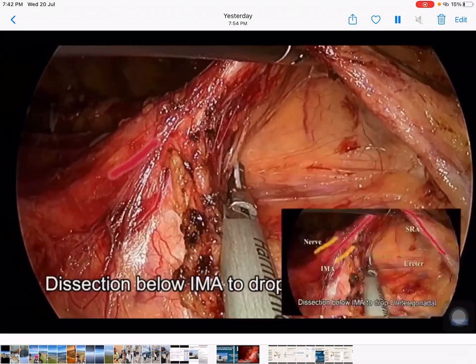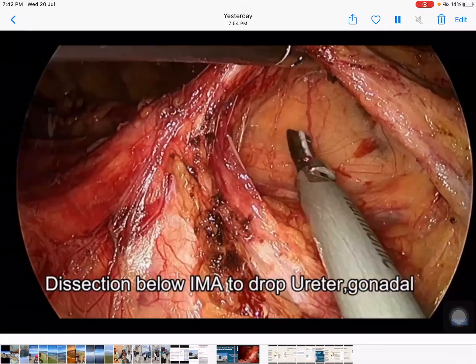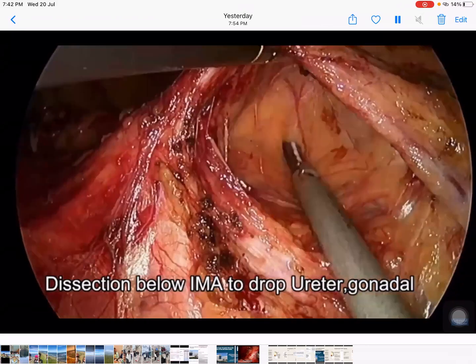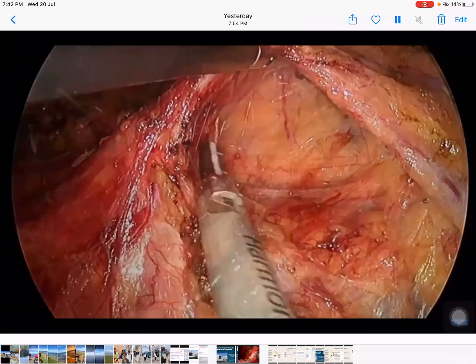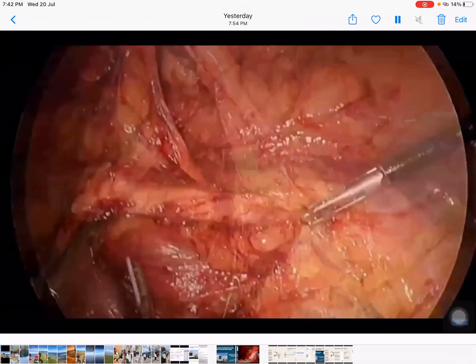You can see the IMA going there. The ureter will be there as well, so safeguard it. So if you're in the right fascial plane, now when you lift the vein up, the left colic will actually follow the vein as well.